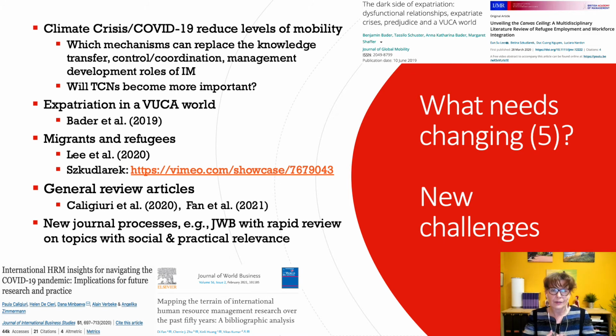And then last but not least, some journals have started to experiment with new submission formats. For instance, the Journal of World Business has started a new rapid review process, which is really meant for topics with big societal and practical relevance, where academics can submit papers that will be really rapidly reviewed.